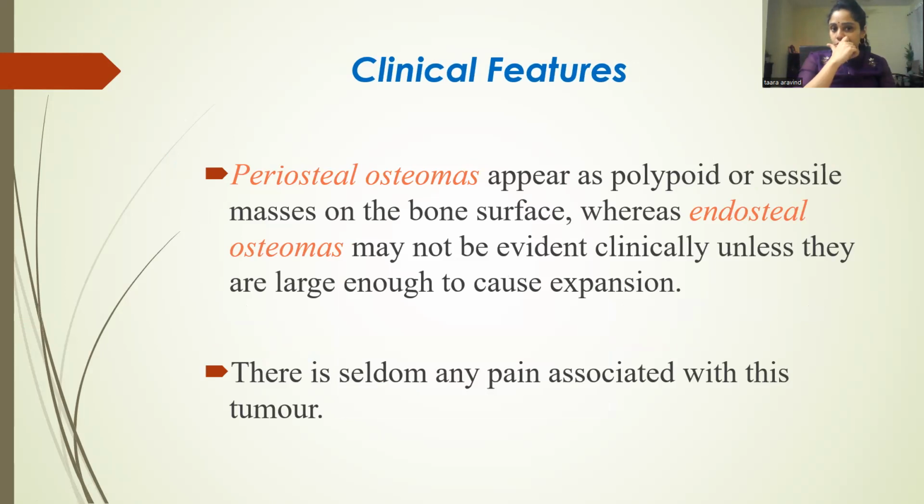Periosteal osteomas are osteomas that arise from the surface of the bone. Usually they will be clinically evident and appear as polypoid or sessile masses on the bone surface. Whereas endosteal osteomas arise within the bone, so they may not be evident clinically unless they are large enough to cause expansion. There is seldom any pain associated with this tumor.